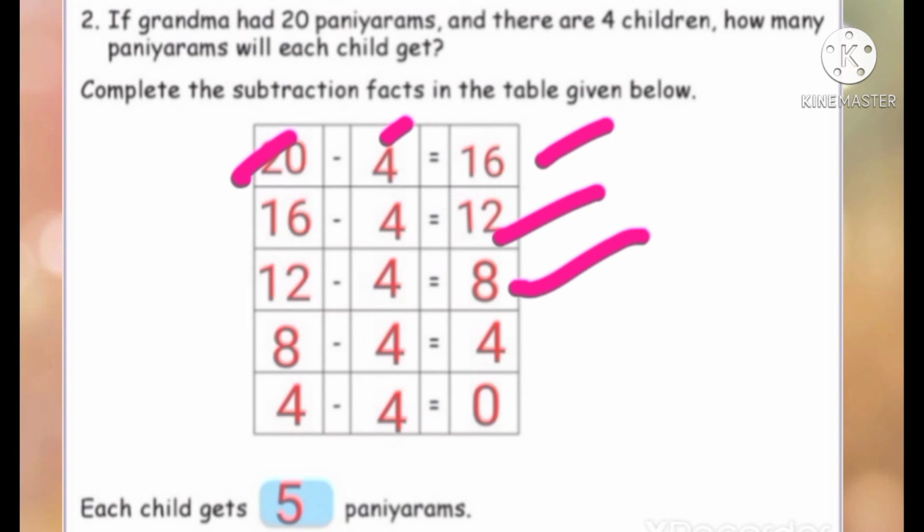Next we start with 8. 8 paniyarams. Grandma gave one each to 4 children. So 8 minus 4, 4. Next we start with 4 paniyarams. Grandma gave one each to 4 children. So 4 minus 4, 0. So each child gets 5 paniyarams.